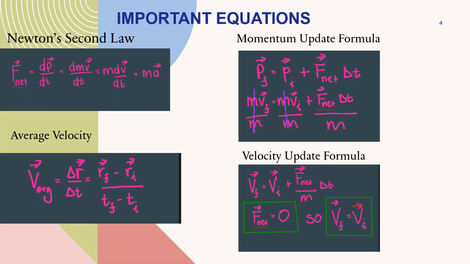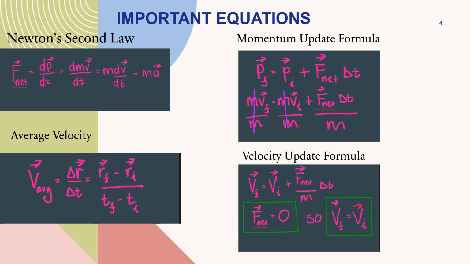Okay, here are the important equations. We have Newton's second law, which is F net equals ma, and we get there using momentum concepts, such as the fact that momentum is mass times velocity, and we know that dv over dt is equivalent to acceleration, so we get mass times acceleration. Average velocity is just change in position over change in time.